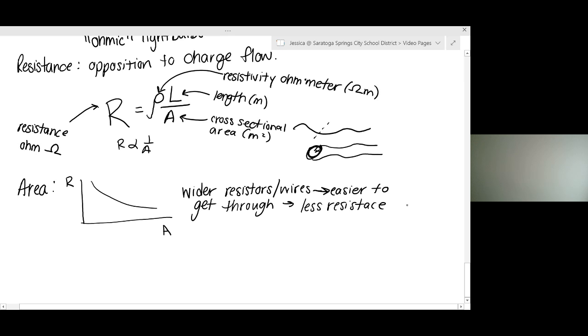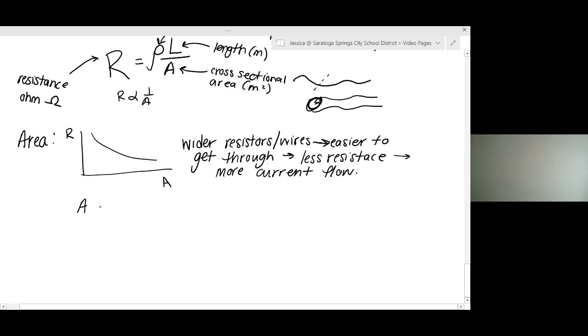And in a circuit, what that's going to mean for us is more current flow. Right? If you had the choice between a wide hallway and a narrow hallway with the same amount of people in it, you'd probably choose the wider hallway because it's a lot easier to get through. Okay. Now, even though I mentioned this before, the area can be any shape.